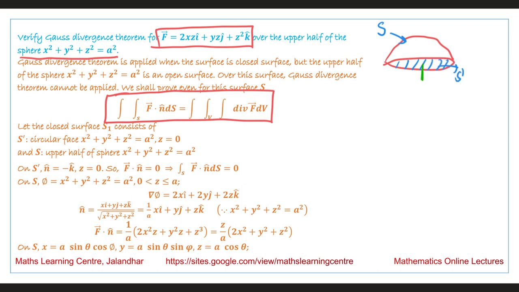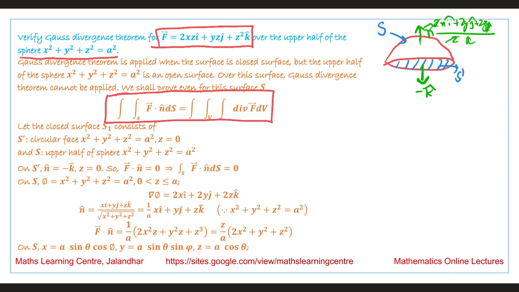Now if we draw the normal over here, this normal is minus k cap. The normal to the sphere will be given by 2x i cap plus 2y j cap plus 2z k cap divided by the value 2 times the square root of x square plus y square plus z square, which is 2 times a. This gets cancelled, so this is the value of n cap.